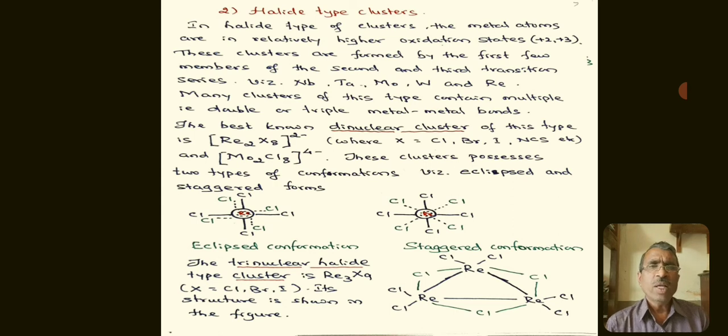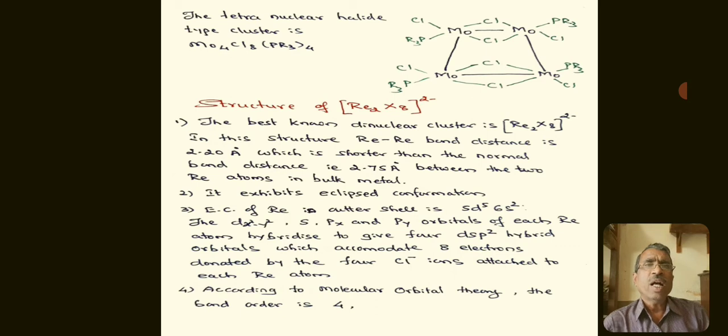The trinuclear halide type of cluster, that is Re3X9, is shown in the figure. Its structure is having metal-metal bonding. Now the tetranuclear halide type of cluster, that is tetramolybdenum octachloro tetra trialkyl or aryl phosphine. That structure is also shown in the figure.